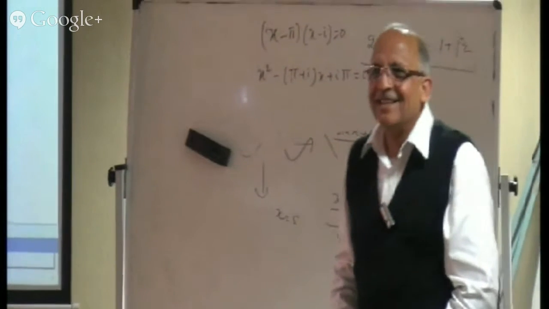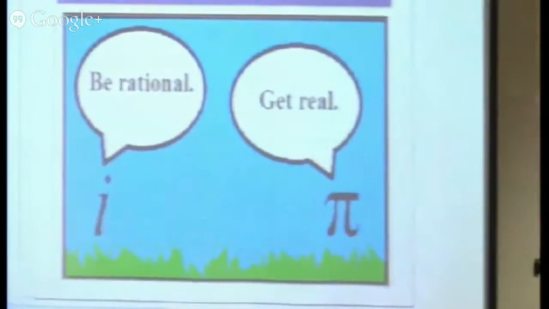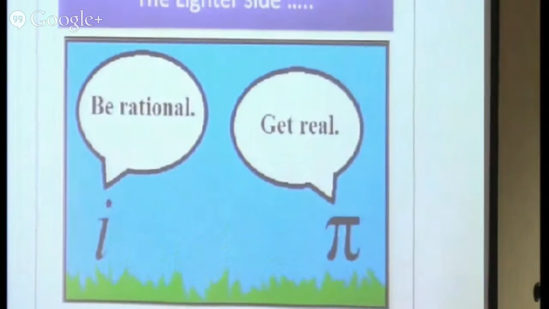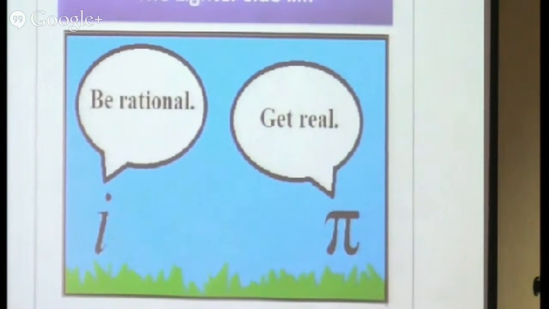The cause of their fight is that pi always complains that you are not real, you talk so much about imaginary things. And I always says you are not rational, that means you are not logical. That was just a joke. But pi and I go together.